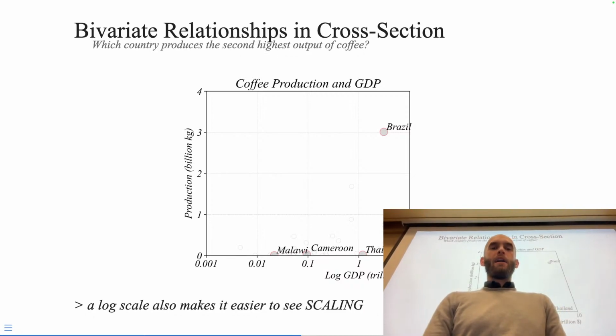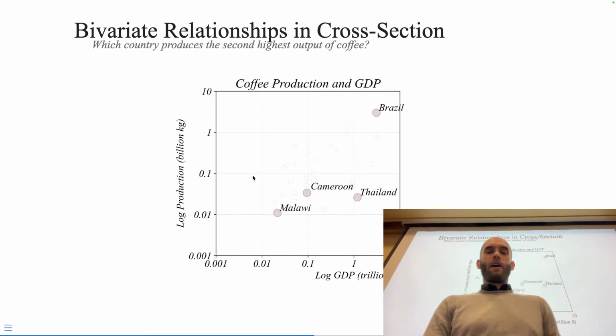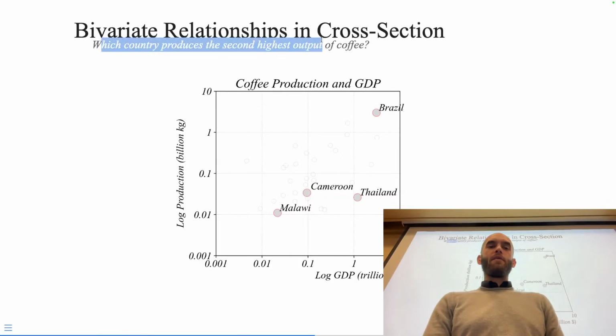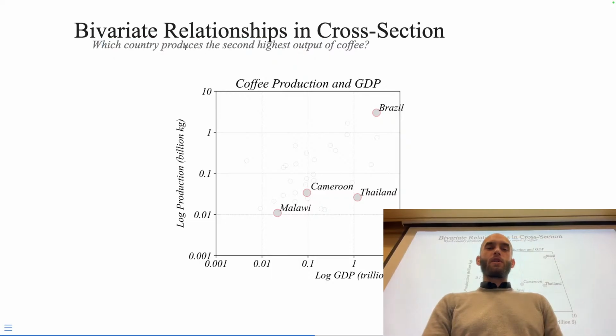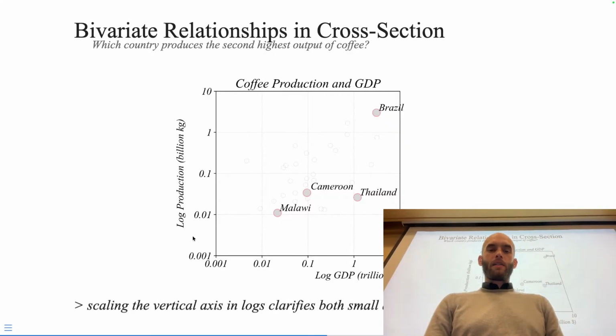But we can also use this property of logs. I'm going to skip through some of this because the figures are a little out of place. But we could ask these kinds of questions with logs. So which country produces the second highest amount of coffee? But all I'm doing here is just adding a log scale to both axes.